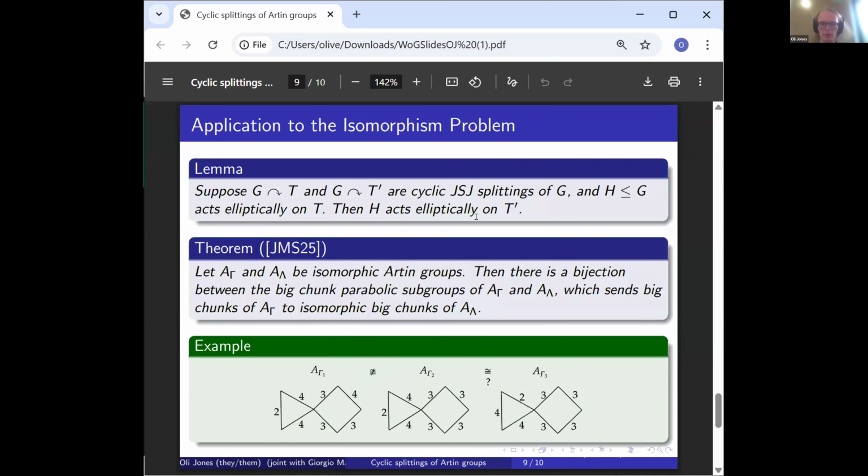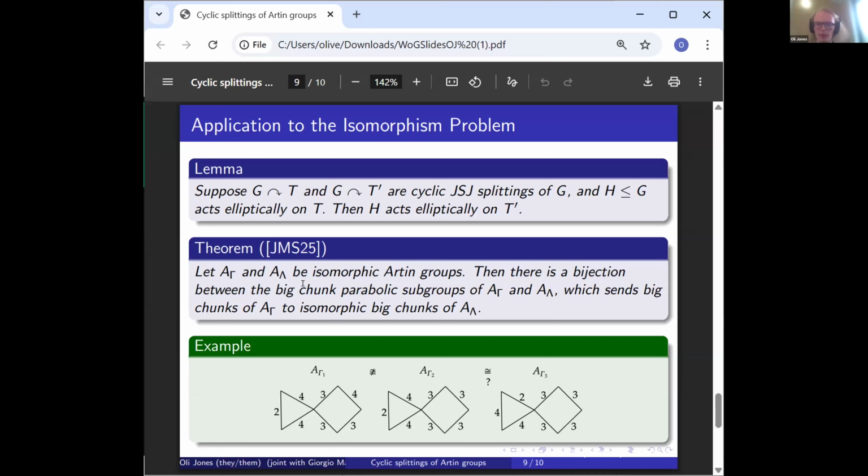And we have to use this relation between JSJs, which is this lemma here, which is essentially due to Forester. So suppose you have 2 splittings of a group G, which are both JSJ splittings, cyclic JSJ splittings. The cyclic isn't load bearing here. Then any subgroup that acts elliptically on the first tree T also acts elliptically on the tree T prime. And this is great for us because we controlled exactly what our elliptic things were. They were the big chunk parabolic subgroups in our JSJs.